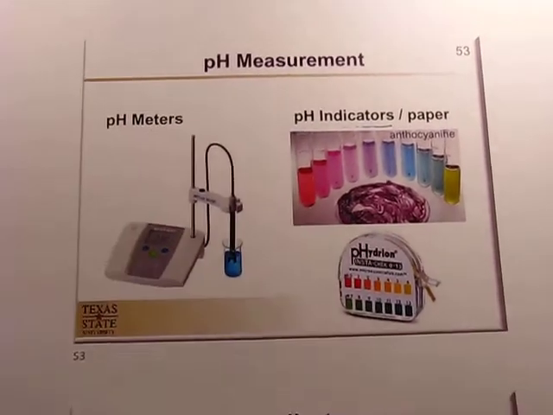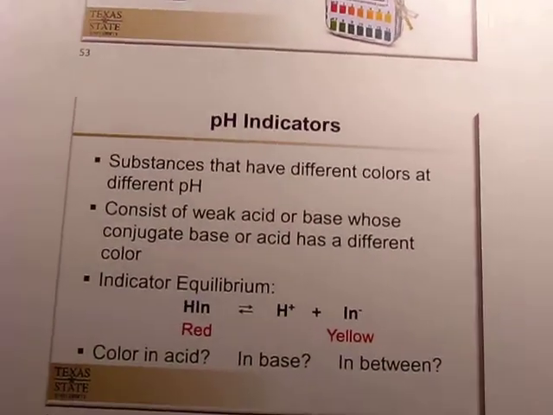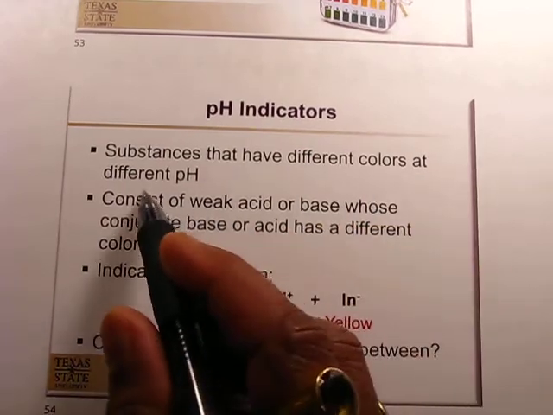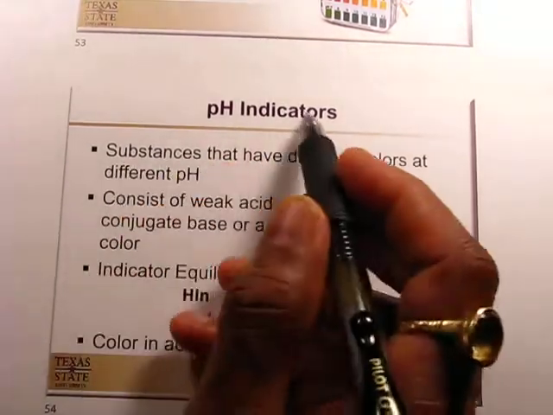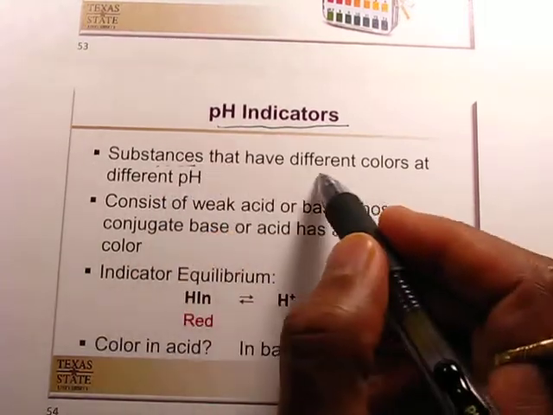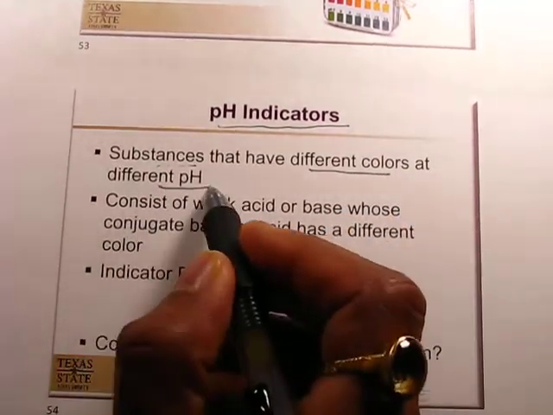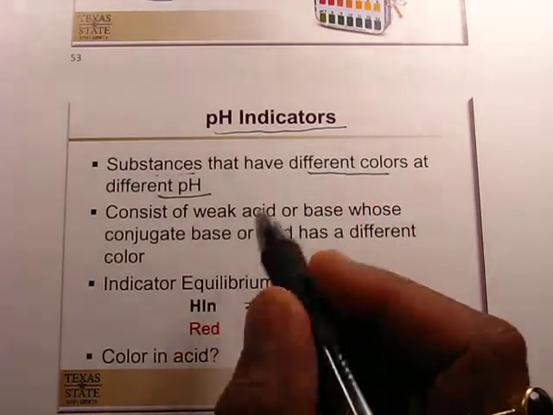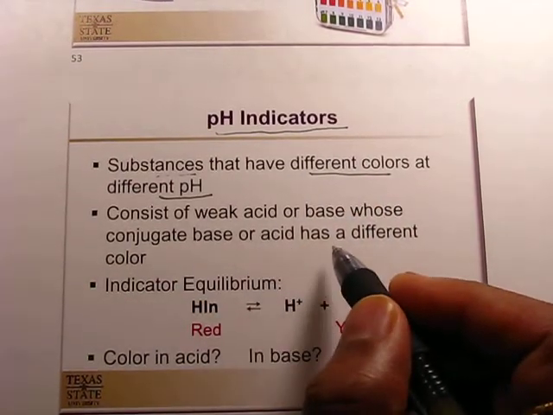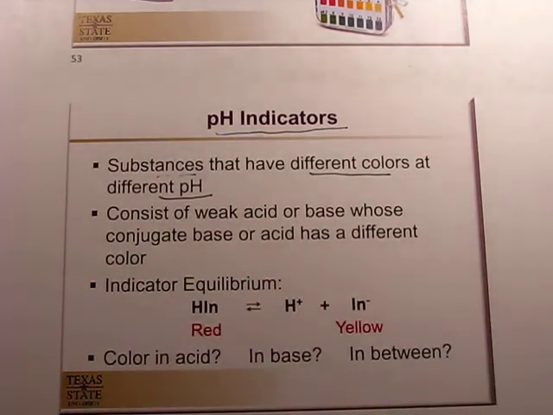So let's talk a little bit more about the pH indicator. The substance that has a different color at different pH. So pH indicators are those compounds or substances that have a different color at different pH. They consist of a weak acid or weak base whose conjugate base has a different color.